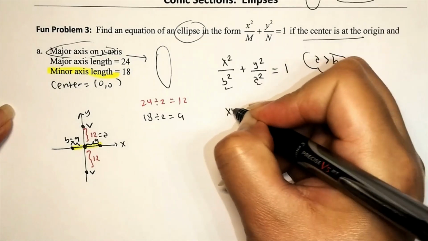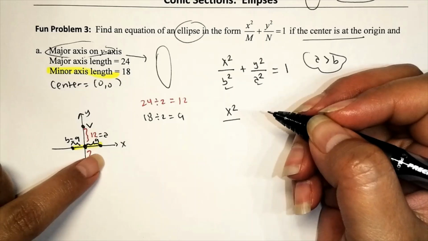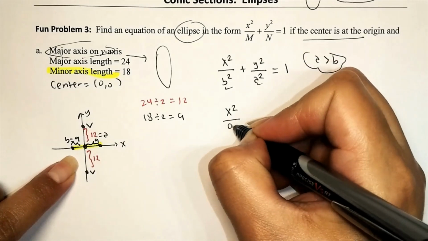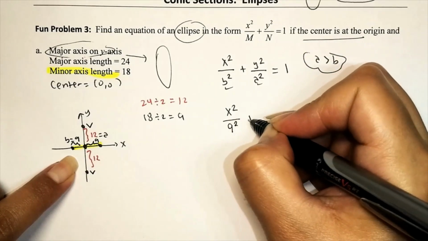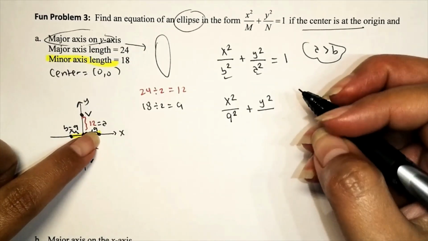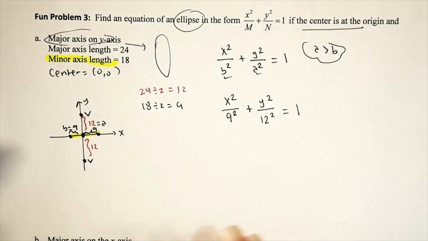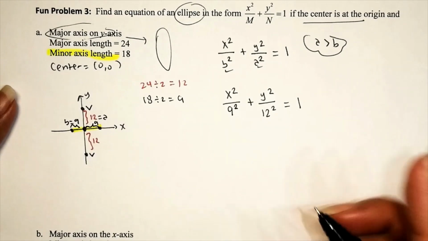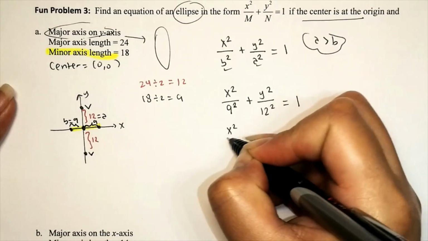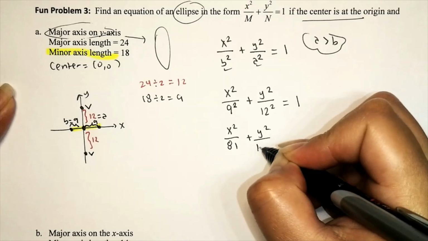So that will give us x squared over b squared. We have established that since the whole way across is 18, halfway across is 9, so that will give us 9 squared, plus y squared over a squared, and we have established that the value of a is 12. Cool, that's our answer. But let's go ahead and clean up the expression. The square of 9 is 81, plus the square of 12 is 144.